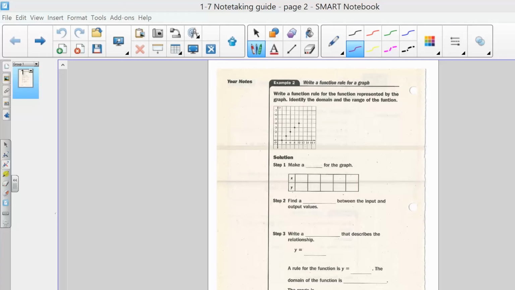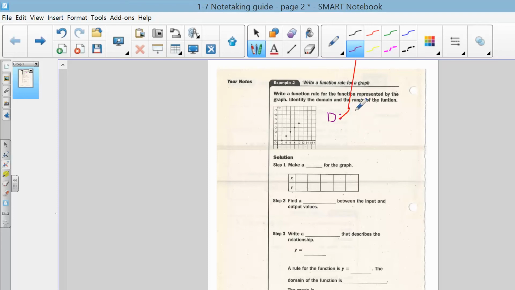Hi students. Now this is the second page of 1.7 notes, and I think my pen is going to work now. So it tells us to write a function rule for the function represented by this graph. And so first we're to identify the domain and the range. So I'm going to put D for domain.